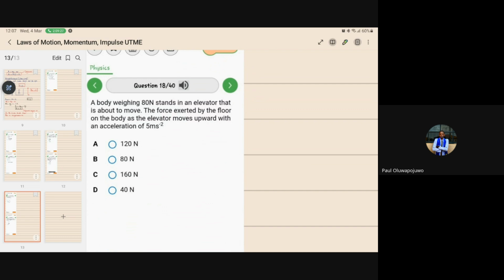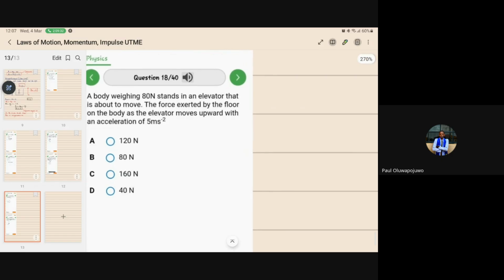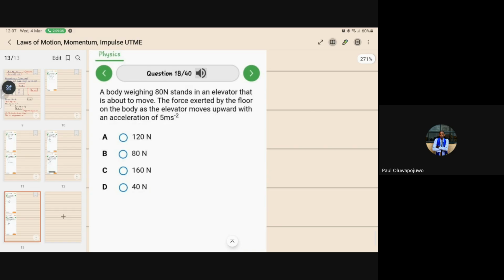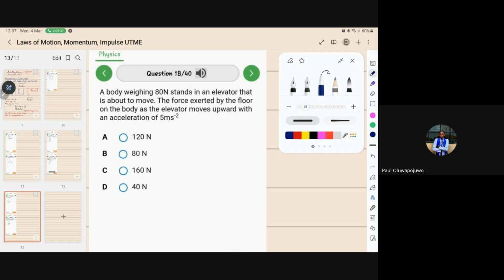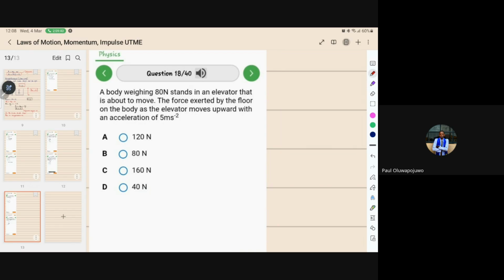So everybody, look up now. I want to solve that question. This is how the question will look. Number one, they said, young people, that a body weighing 80 Newton stands in an elevator that is about to move. The force exerted by the floor on the body as the elevator moves upward with an acceleration of 5 meters per second squared is what? So what are we looking for here? On the chart, what are we looking for? Force.